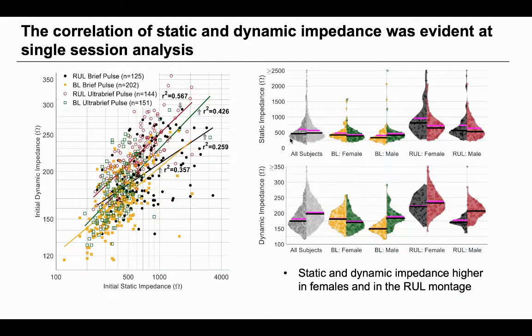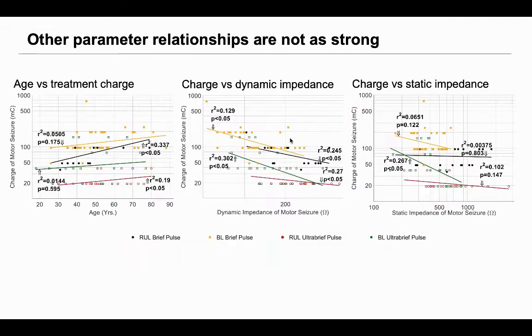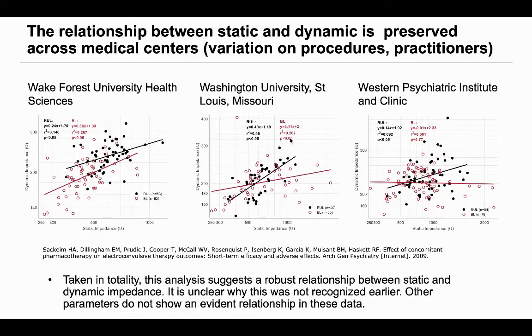We also looked at the same relationship across stimulations and found that that relationship was still there. We also looked at the distribution of the static and dynamic impedances amongst different groups to see how they compared to one another, and found that the RUL montage had a higher impedance and the females had a higher impedance than males. We then looked at the other parameters and did not see anything that was nearly as robust as the relationship between static and dynamic impedance.